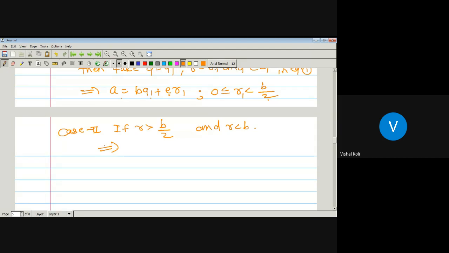So what is B minus R? B minus R must be greater than or equal to 0, since R is less than B, which implies B minus R is always greater than or equal to 0. And as R is greater than B by 2, it means R is greater than half of B. So B minus R must be less than B by 2.